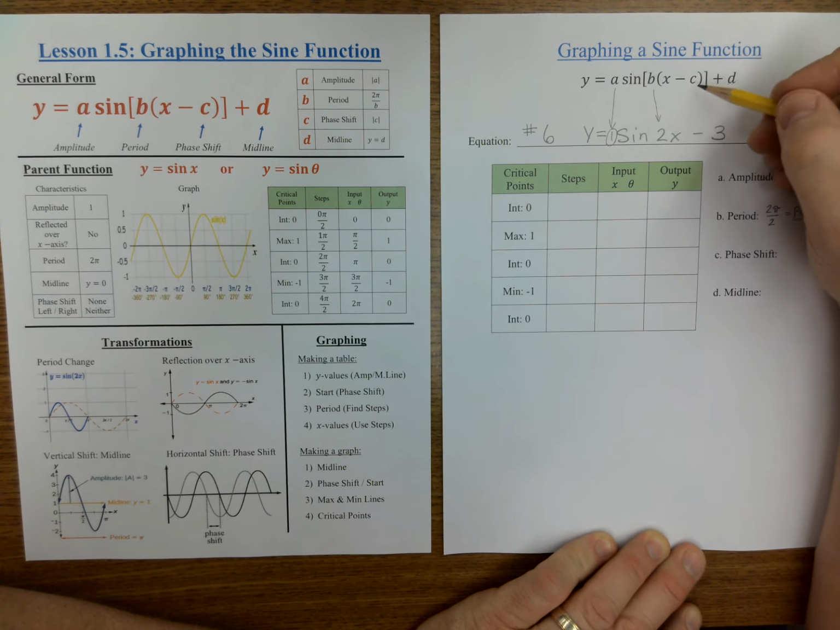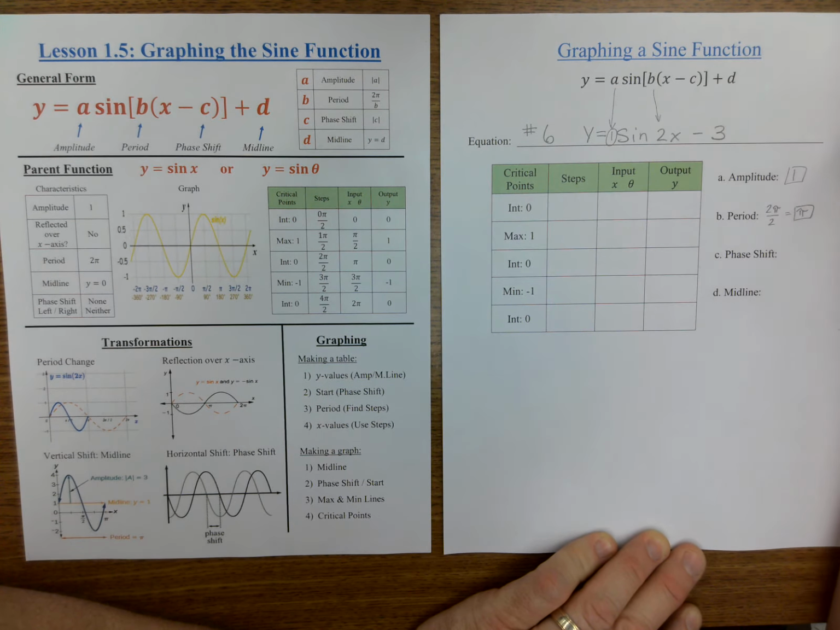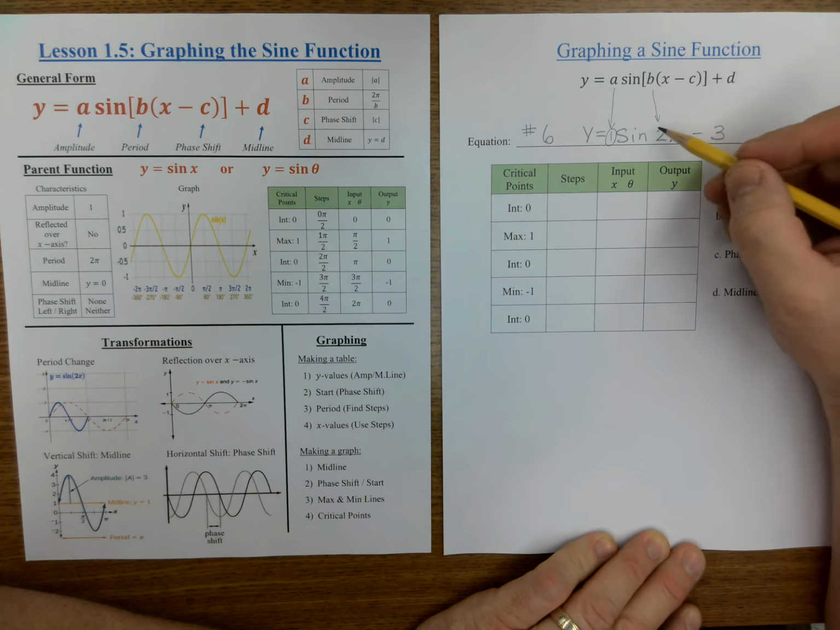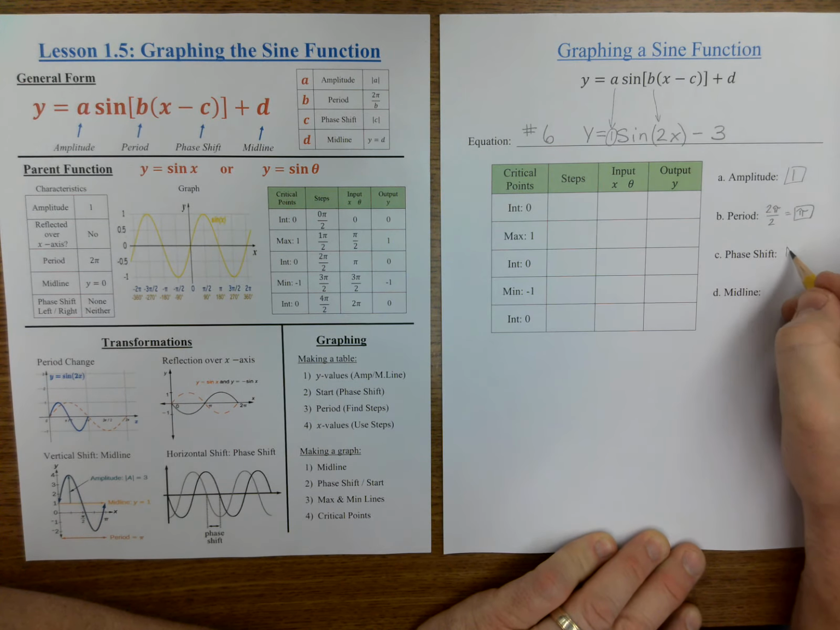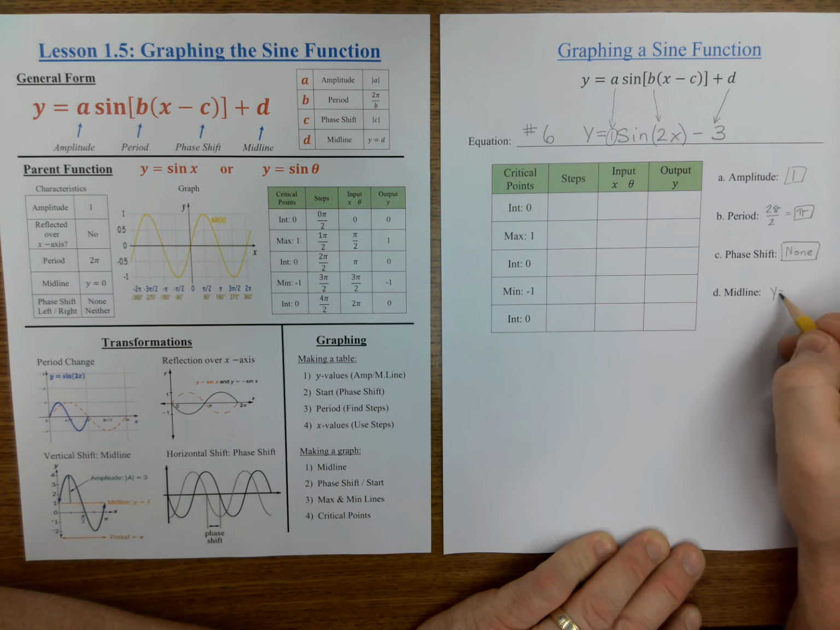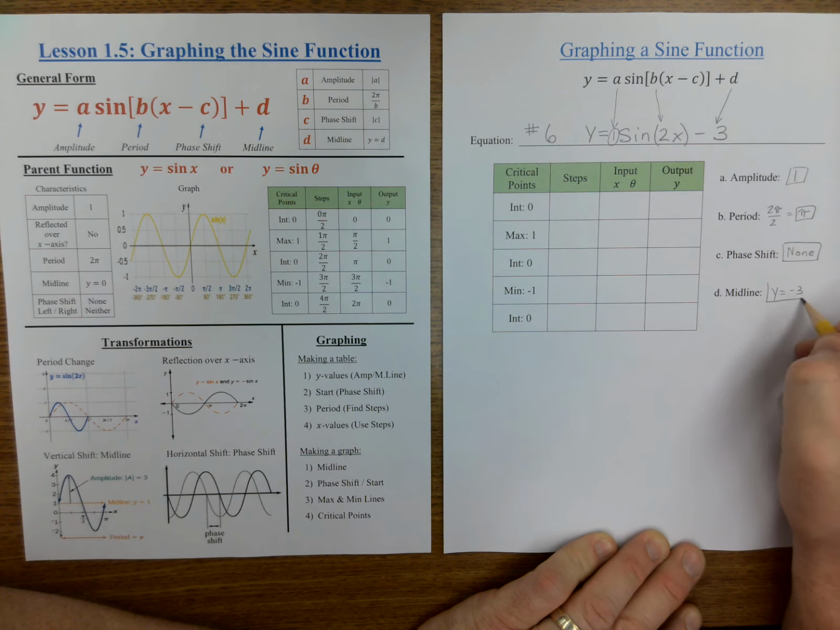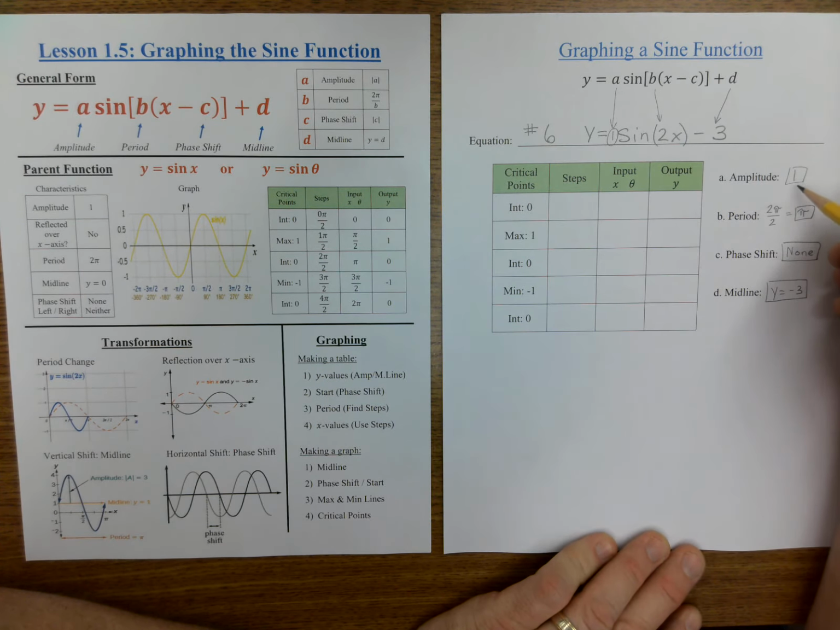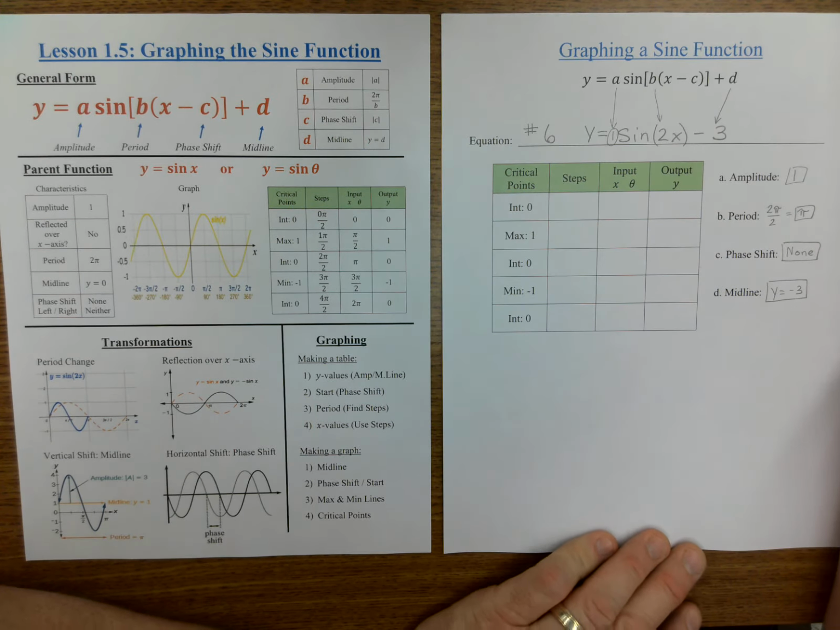Phase shift is variable c, and it kind of looks like it should be a -3 here. However, there are no parentheses, and you cannot add in your own parentheses. The only parentheses here are around the 2x. So there is no phase shift on this problem. There is a midline, and that is d, so y is equal to -3. So hopefully now you can envision the graph. The size is just 1, the period's pi, it's a shorter period, there is no phase shift, and it's scooted down to -3.